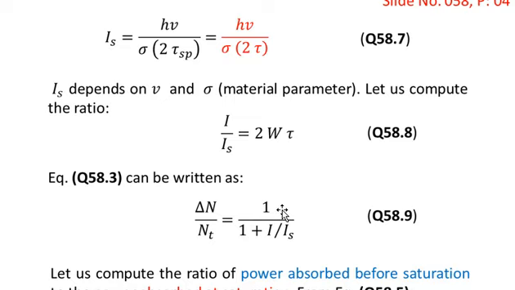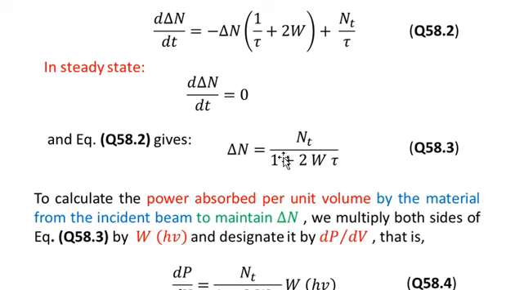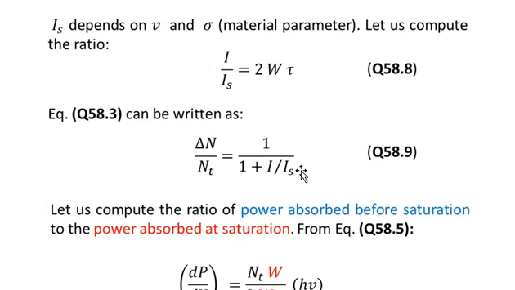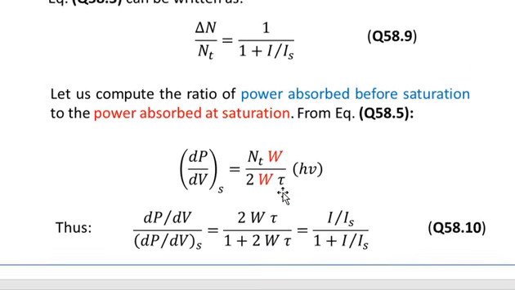And we can write equation number 3 in terms of the intensity of the incident beam and also in terms of the saturation intensity by replacing 2W tau. So replacing 2W tau in equation number 3, we can write delta N over NT is equal to 1 over 1 plus I over IS. I is given by equation number 6 and IS is given by equation number 7.